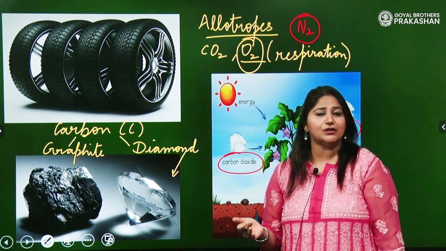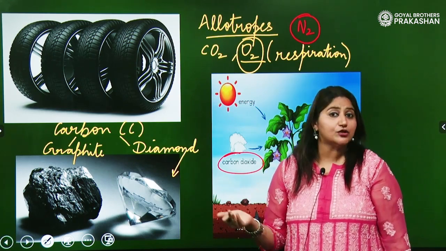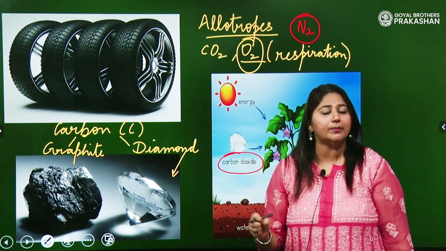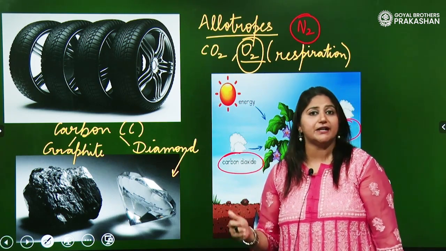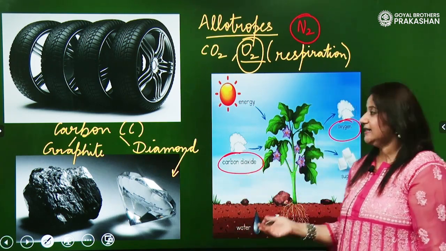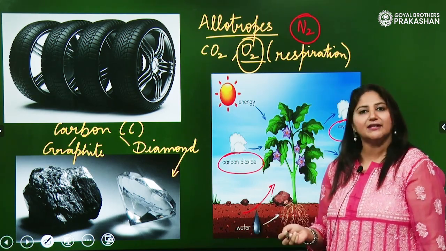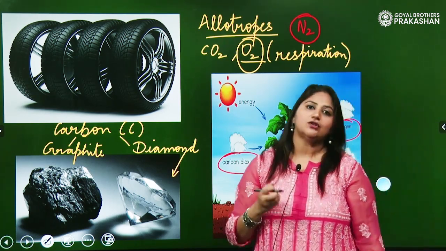It is very easy, children. If you have heard about the nitrogen cycle, during the nitrogen cycle, the nitrogen is absorbed in the soil in the form of nitrates and nitrites, and that is taken up by the plants from the soil. So, nitrogen is also very important.